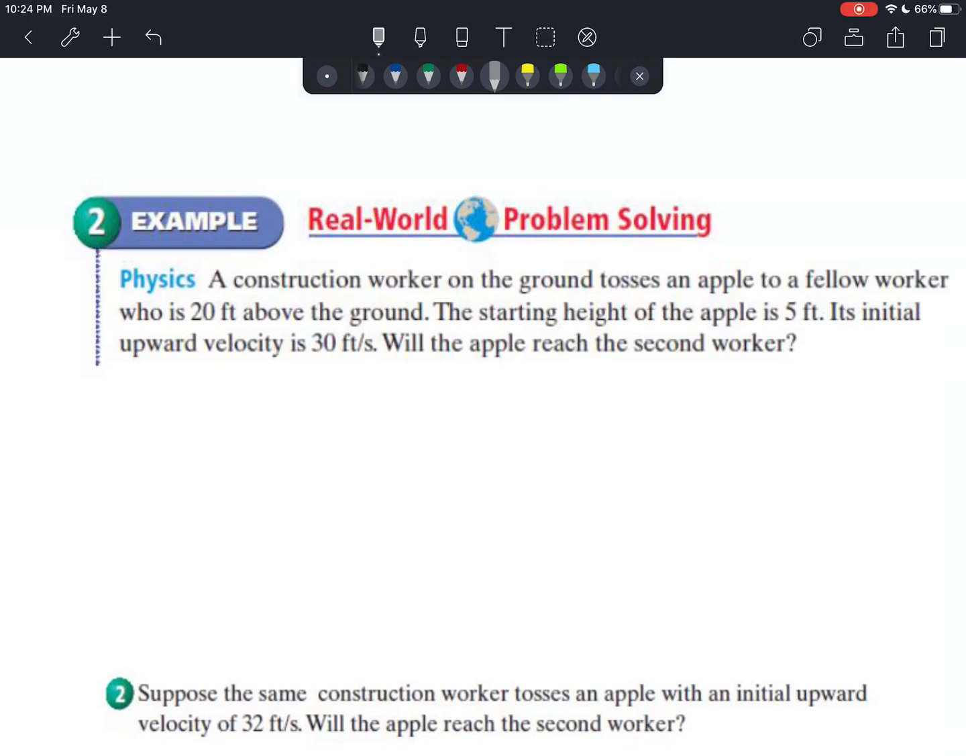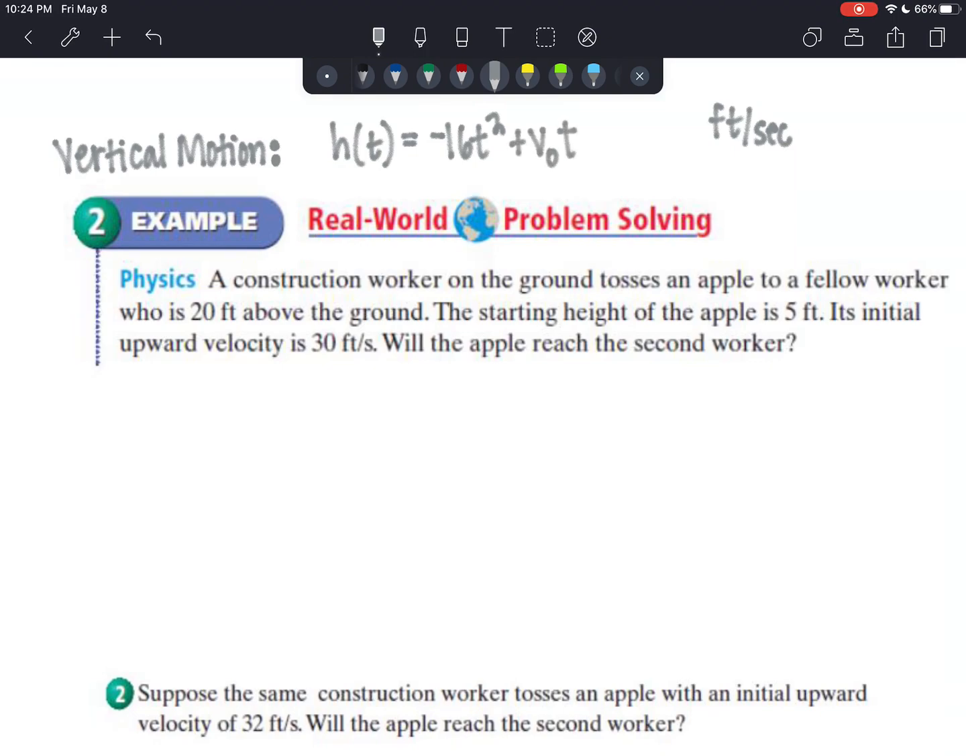So these word problems refer to what we call vertical motion problems. And vertical motion problems are a way to illustrate an object being thrown up and then falling back to the ground. So vertical motion problems talk about the height with respect to time. And if we're talking about feet per second, we're going to have negative 16t squared. It will always start off with negative 16t squared plus the initial velocity times time plus the initial height.